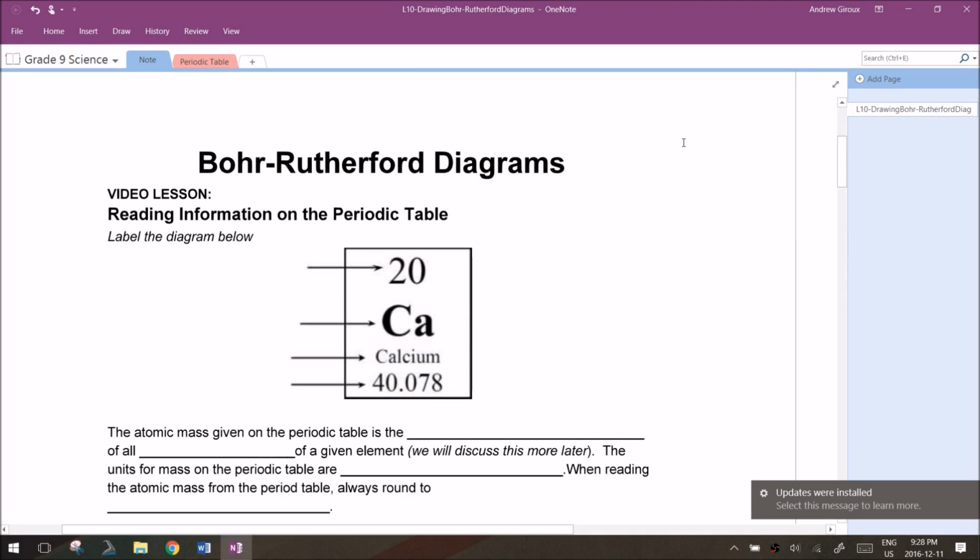This video is going to talk about how to draw Bohr-Rutherford diagrams. So at this point you've already learned a little bit about the atom. You've learned about different subatomic particles, so the proton, neutron, and electron, and where they are within the atom. Within this video we're going to learn how to draw diagrams that represent atoms.